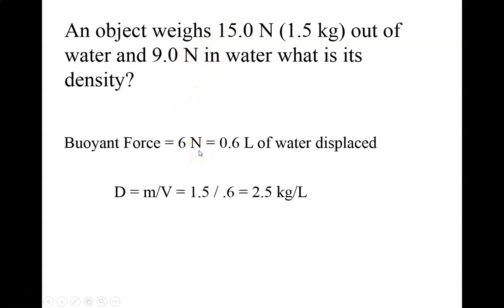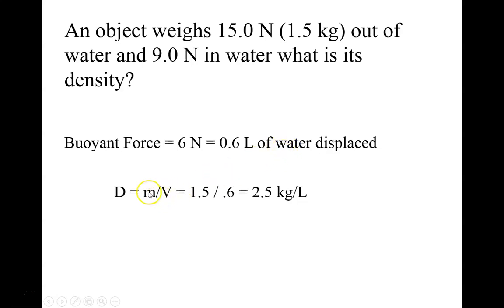Now 1 liter of water has a weight of 10 newtons, but this only displaces 6 newtons of water, which means it was 6/10 of a liter. So now we know its volume. Because 10 newtons would be 1 liter, so 6 newtons would be 0.6 liters. So that's the volume of the object. We know how much water it displaced.